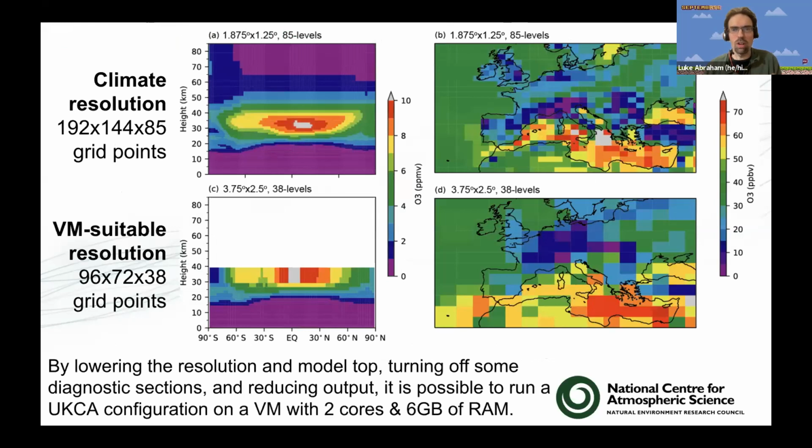And in terms of what we've done to get this model to run on the virtual machine, we've basically cut the resolution of the model down. We've cut the top of the atmosphere off. We turned off all the diagnostic output. And so we've gone from a climate resolution on the top row here to a VM suitable resolution, which is much lower, a coarser resolution, and we can run it on 2 cores and 6 gigs of memory, which is perfect for running on most home PCs.